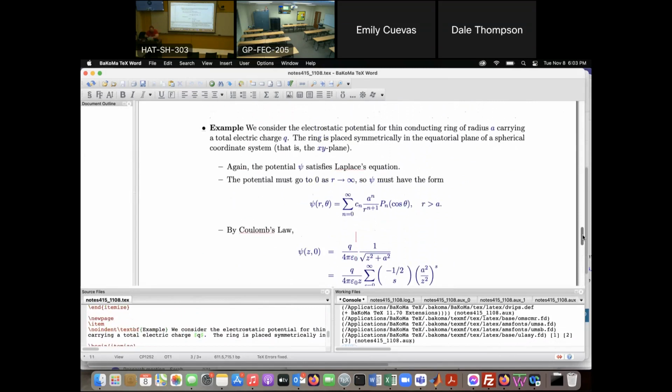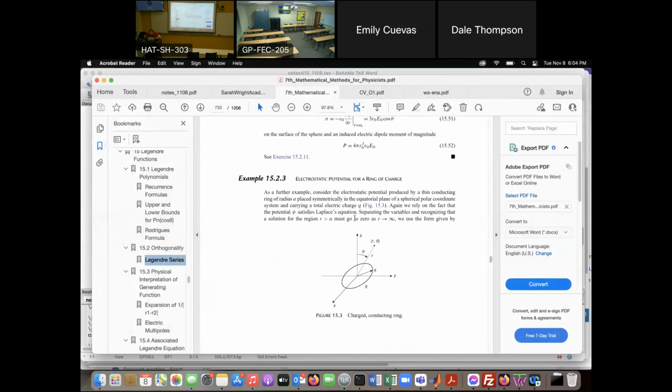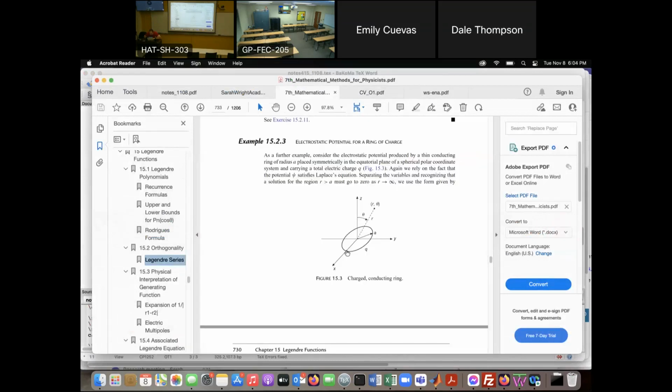Okay, another example. You have a thin conducting ring, radius A, carrying a total charge Q, and it's placed symmetrically in the equatorial plane, the XY plane in spherical coordinates. And I believe I have a picture of this. Yeah, so this is the situation.